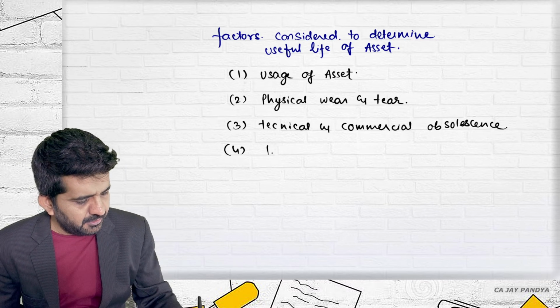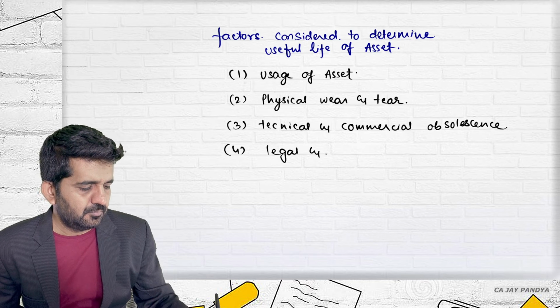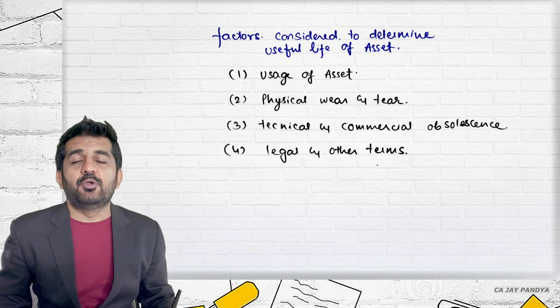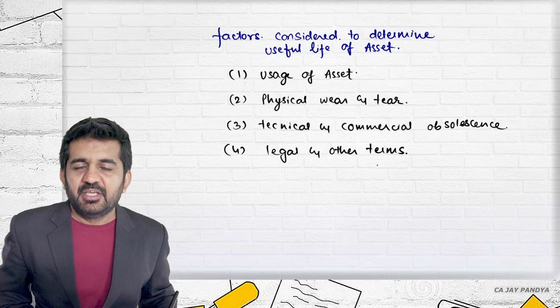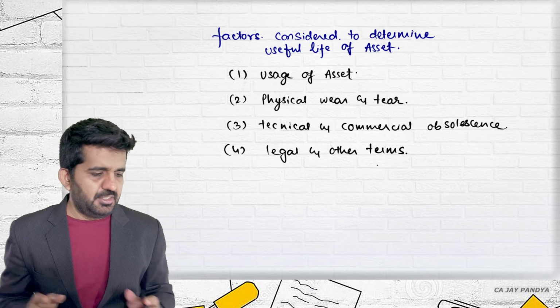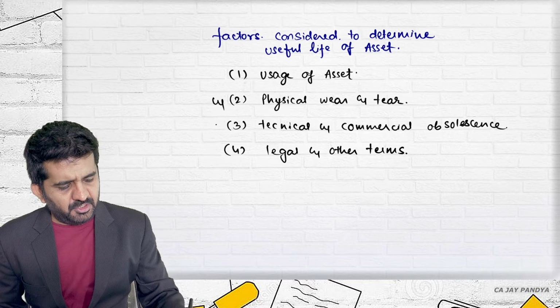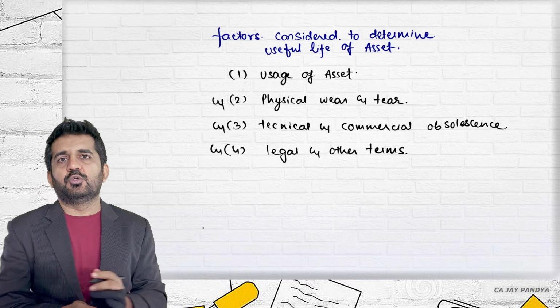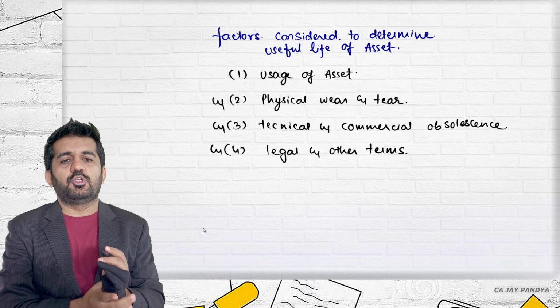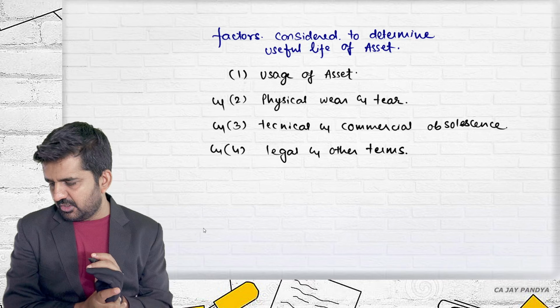Legal and other terms. So again, you have taken land on lease. If it is for 10 years, the useful life of the asset will be 10 years. All right. So those are the factors that should be considered when you consider the useful life of an asset, when you are deciding how much and by which method you should provide the depreciation. All right.